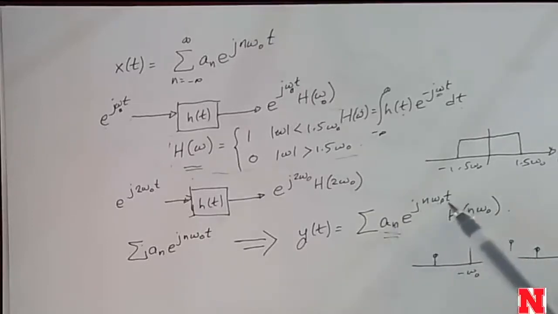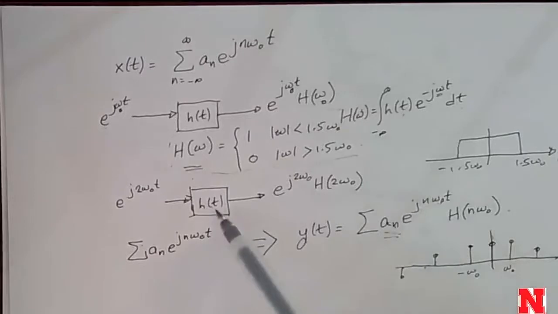A3 is associated with the complex exponential e to the j 3 omega naught, so that will be, let's suppose it's negative, over here, and a sub minus 3 will be over here, and so on. And of course a0 is associated with the DC value, and that will be over here. Now notice what happens when I pass this signal through this linear time invariant system.